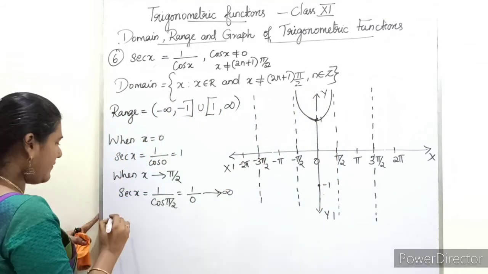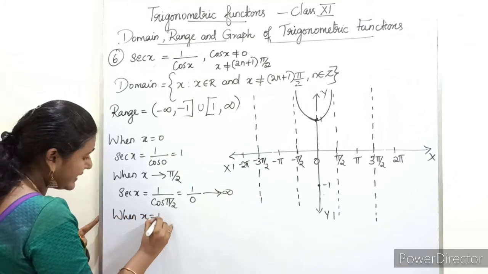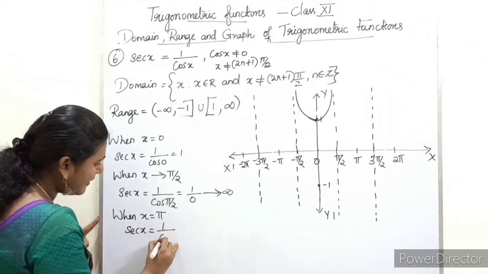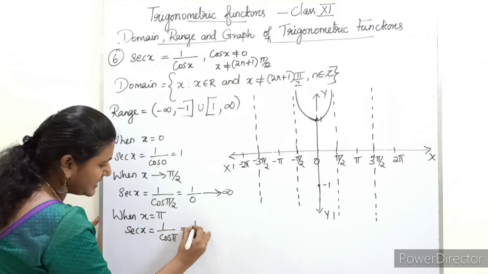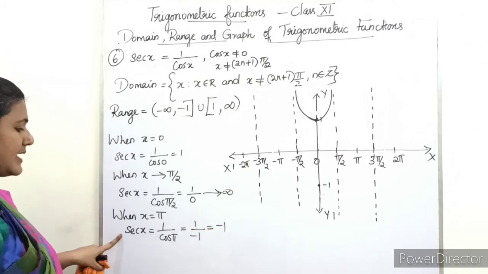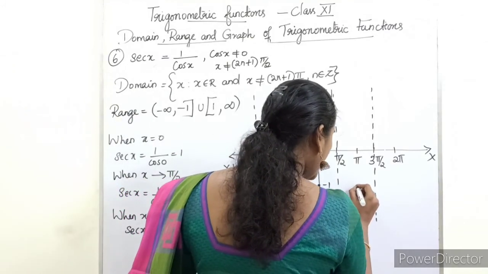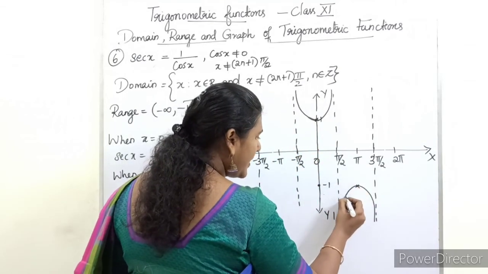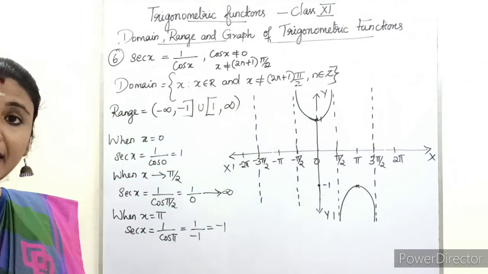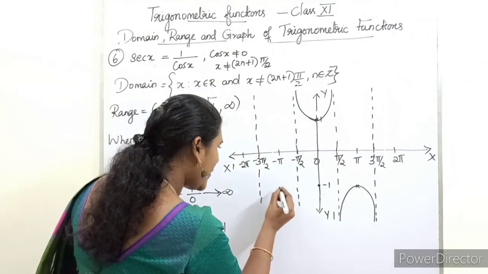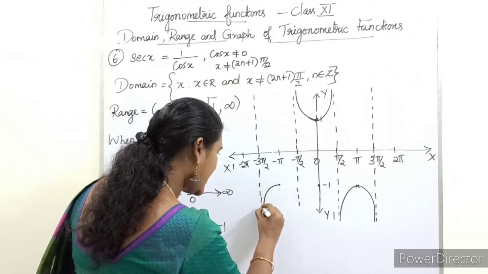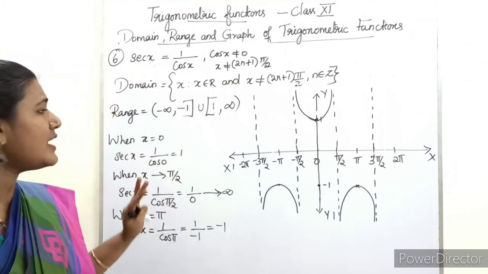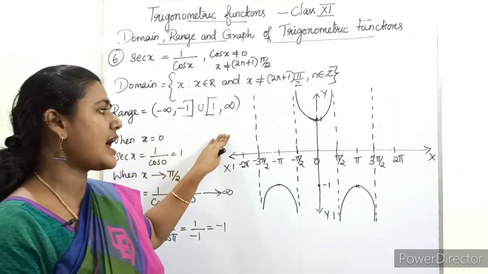Now when x is equal to pi, sec x is equal to 1 by cos pi. The value of cos pi is minus 1, so 1 by minus 1 is equal to minus 1. Again when it tends to 3 pi by 2 or pi by 2, you will get the graph like this. It will go in the minus infinity direction, and here also at minus pi it will go like this. So this is the graph of sec x. So we have the domain, range and the graph of sec x.